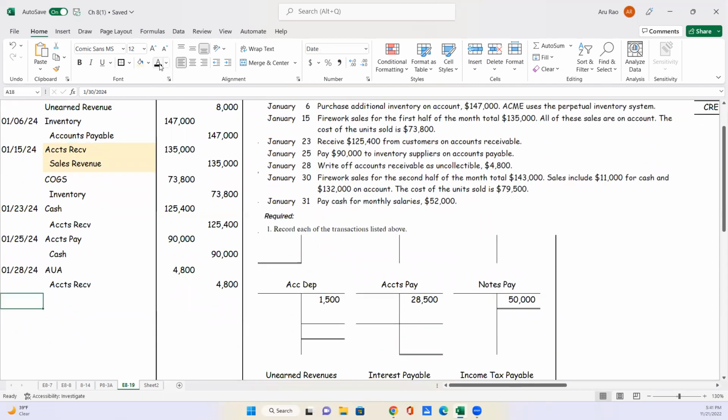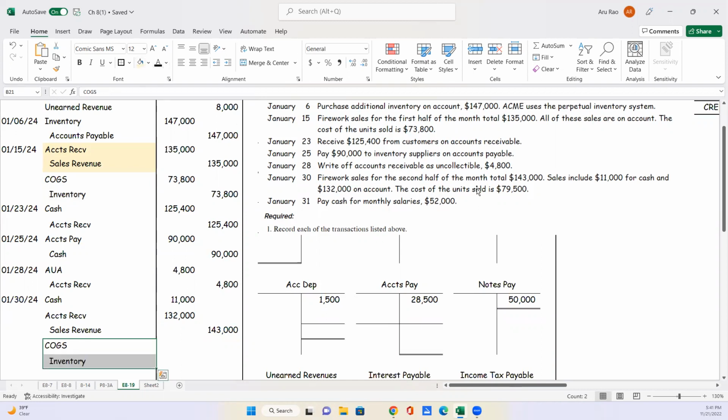So here my journal entry is going to be cash debit, accounts receivable debit, sales revenue credit. So cash is 11,000, accounts receivable is 132,000, sales revenue is 143. Now, I also need that second journal entry. Don't forget that one. Cost of goods sold debit, inventory credit. How much is that? That's 79,500. It's given in the problem. So we'll write that down, 79,500.